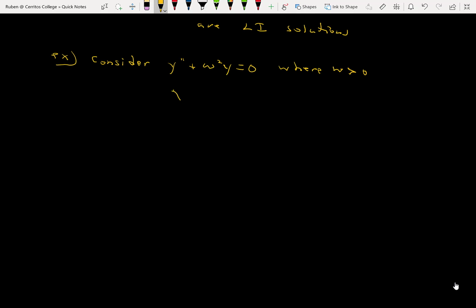The auxiliary equation then is lambda squared plus omega squared equals 0. Careful, it's not lambda squared plus omega squared lambda. It would be omega squared lambda if it were y prime as opposed to y. That's a fairly common mistake that happens. The solution to this auxiliary equation comes about by subtracting omega squared from both sides and taking square roots. So lambda equals plus or minus i omega.